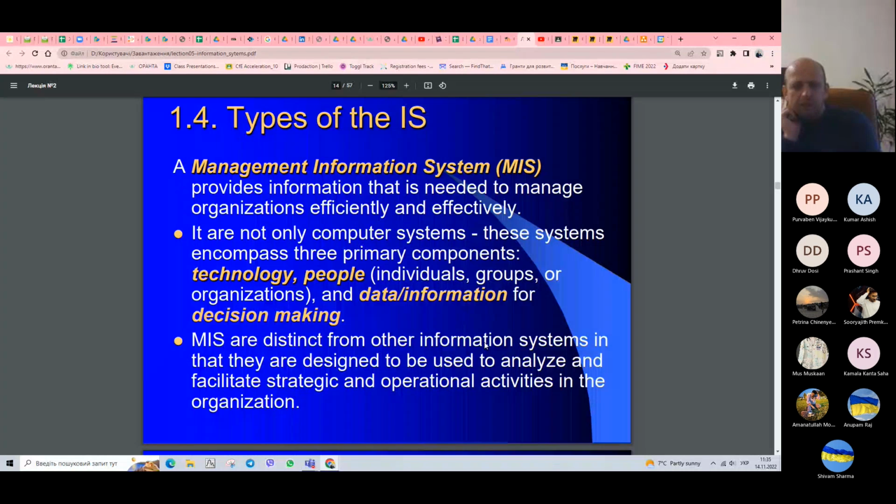Information systems can also provide the information that is needed to manage an organization efficiently and effectively. They are not only computer systems. The systems encompass three primary components: technology, people, and data information for decision making.